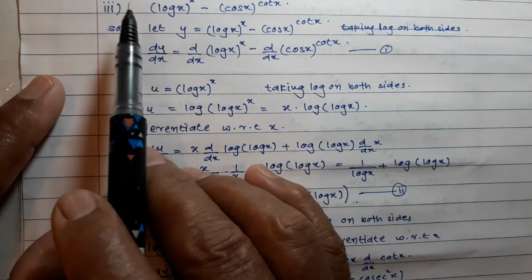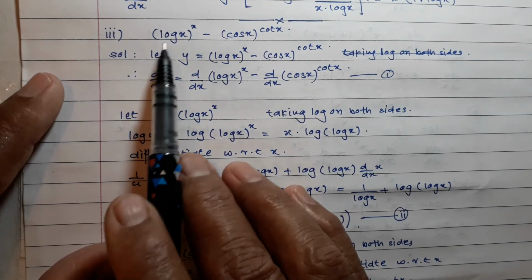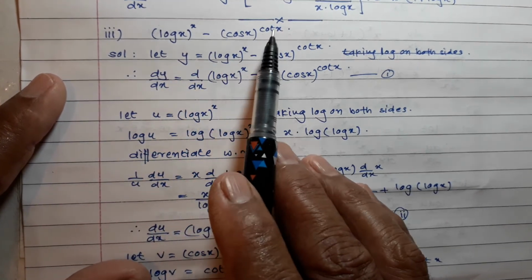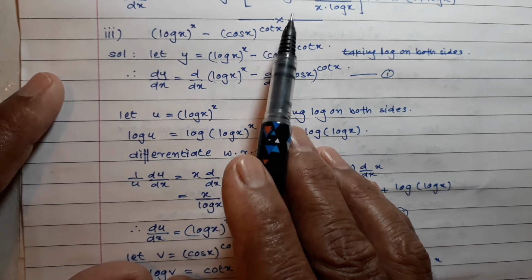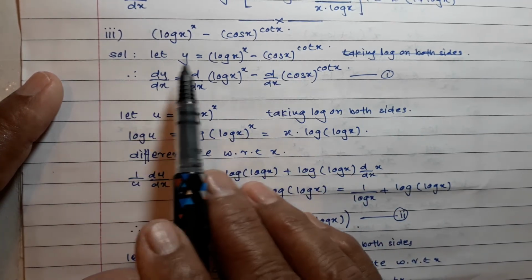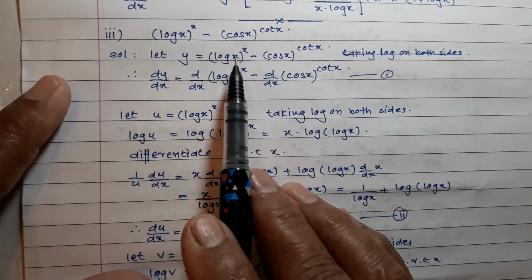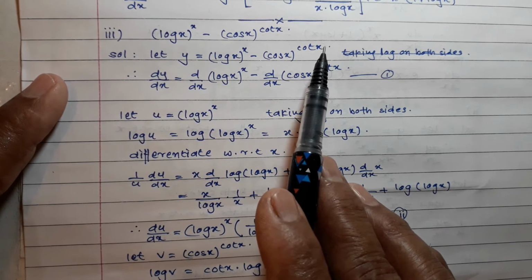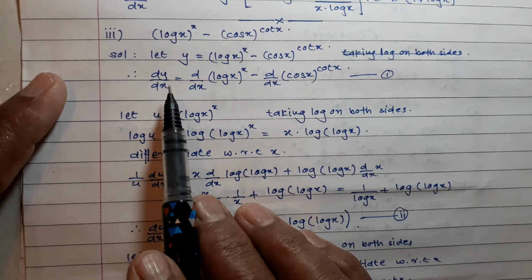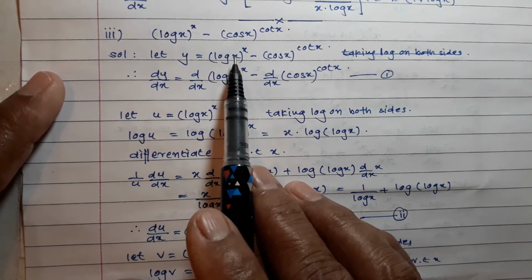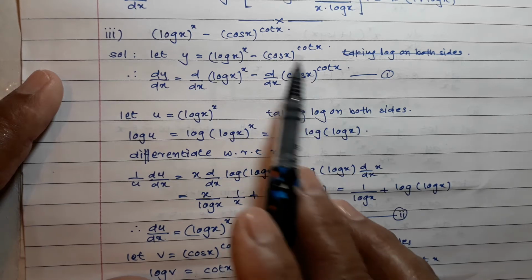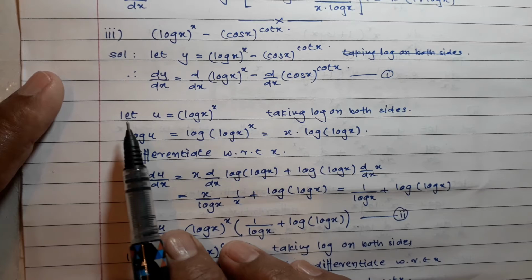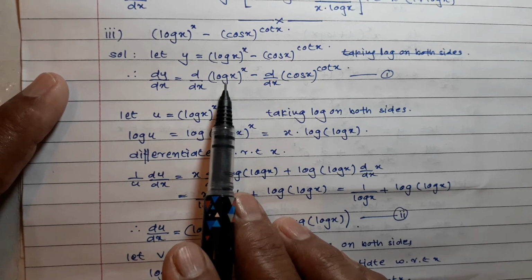Okay, example number 3. Log x raised to x minus cos x raised to cot x. Let y is equal to (log x)^x minus (cos x)^(cot x). So dy/dx is equal to derivative of this minus derivative of this. Suppose this is 1. Let u is equal to this.